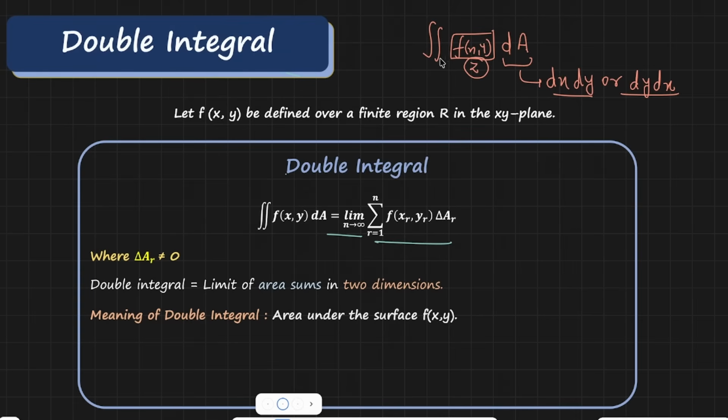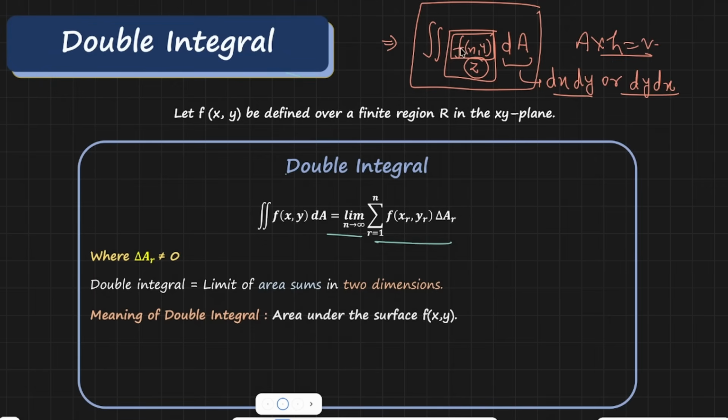But if I multiply f of x comma y, this is my z. This is the z, and keep in your mind, this is very important. This is the z, this is the dA. So this whole will be known as the volume, because this is area and this is height, so area into height will be the volume. So the double integral is calculating volume every time.